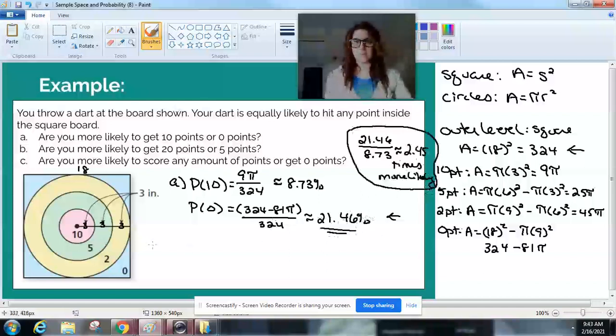Okay, part B, now we're going to take a look at, that should be 10 points or 5 points. My bad. Can't get 20 points on here, right? So we already know our 10 points. 10 points is 8.73. So now we have to do the probability of 5 points, which again, I'm going to take that 25 pi divided by 324. And that's going to get me about 26.2%. So it is more likely to get 5 points than it is to get 10 points.